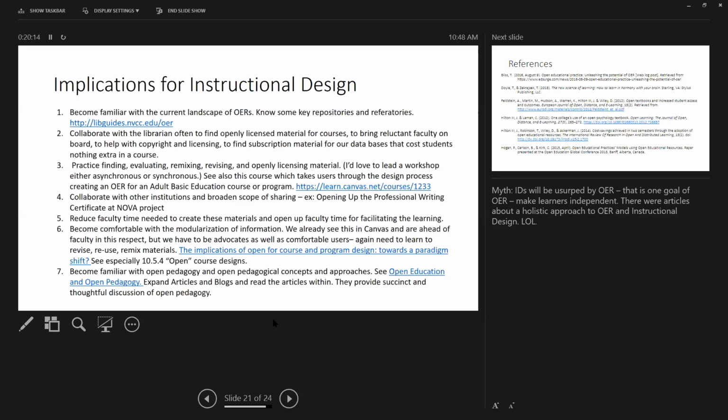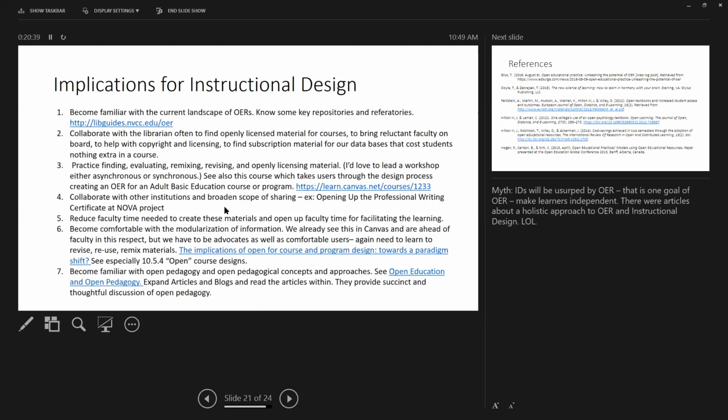I would encourage everyone to collaborate with Helen Moore, our librarian. It helps to bring reluctant faculty along sometimes. The librarian can help with copyright and licensing. And we can debate over what OER is and whether the licensing is important or not, but students have free access to subscription database materials as well, and the librarian can help us with that.